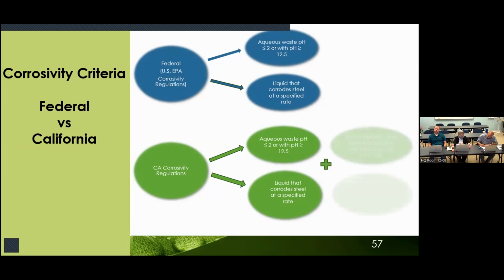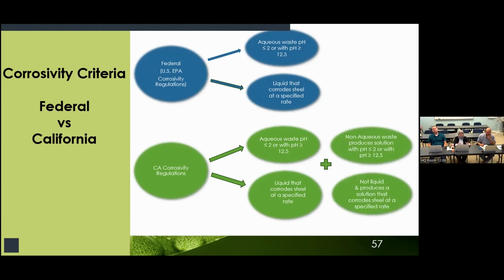So, in addition to these two federal criteria, California includes two additional criteria to account for the corrosivity of solids. This makes California's regulations more comprehensive, ensuring that solid corrosive waste, which is not classified as hazardous under US EPA's regulations, is considered non-RCRA hazardous waste in California. These expanded regulations provide better management and oversight of hazardous materials, especially in cases where solid corrosive waste could pose risks to health and the environment.